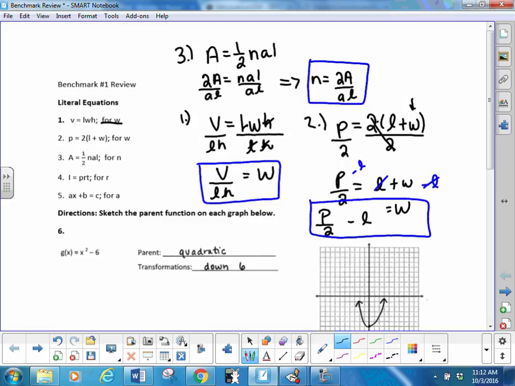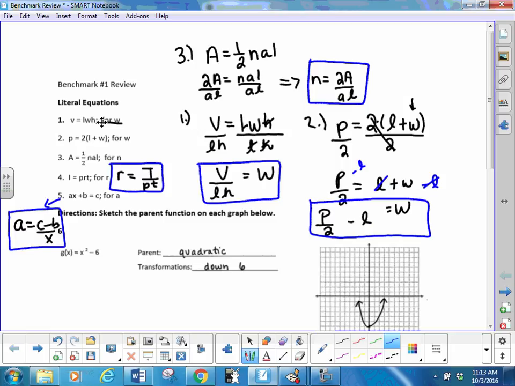For number 4, I'm just going to give you the answer: R is equal to I over P times T. And for 5, the answer is A is equal to C minus B over X. That'll give you a little bit of practice working those on your own. If you can't get those letters to work out correctly, let me know. I'll be glad to help you.